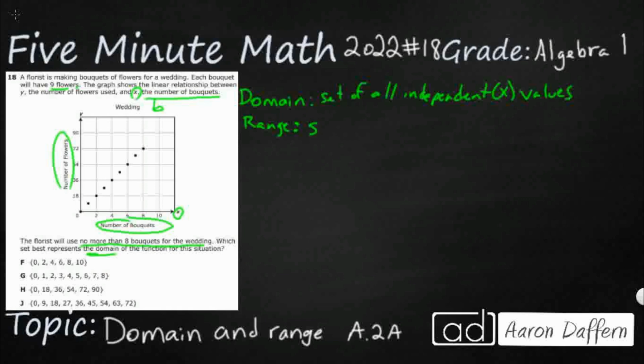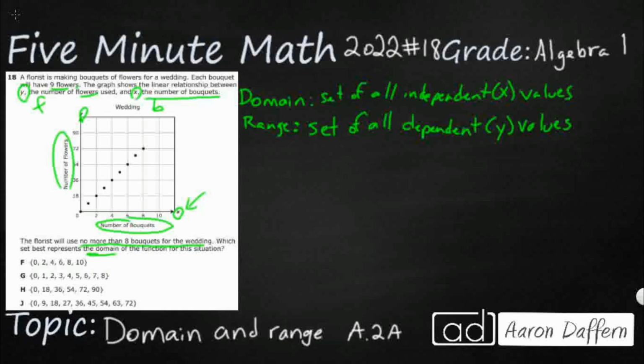But the domain is the set of all independent variable values. So you start with those independent variable values, you do something with it, you multiply, you add, subtract, then you get the range. That is the set of all dependent variable values. So these variables depend on what you do to the independent variable values. And for the most part, they're going to be the y values, which they are in this problem. But the number of flowers used is y, so it easily could have been f. Since we're looking for the domain, we're looking for our x values.